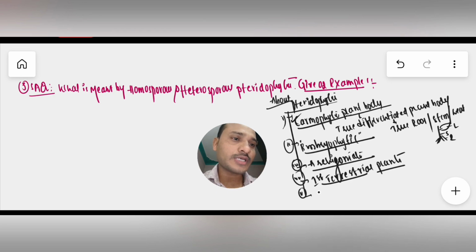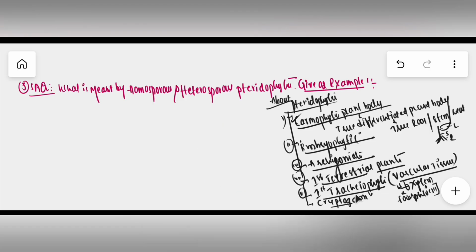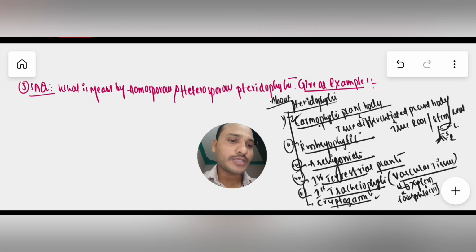Remember one more point: they are the first tracheophytic plant body. Tracheophytes contain vascular tissues, which are xylem and phloem. These vascular tissues help in the conduction of water and minerals: xylem for water and phloem for food conduction. So vascular tissues are first present in pteridophytes, hence they are the first tracheophytic plant body. And we know that pteridophytes are cryptogams, meaning non-flowering plants. Remember all these important points regarding pteridophytes.